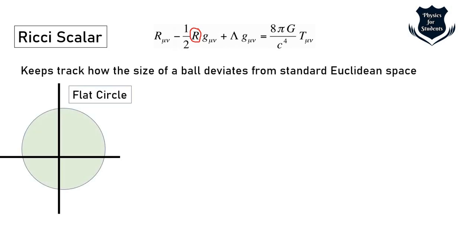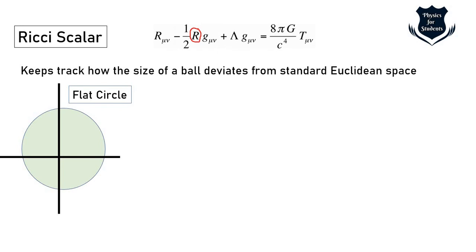So Ricci scalar: now from the Ricci curvature tensor we are moving into the Ricci scalar. It keeps track of how the size of a ball deviates from standard Euclidean space. So just note what is the difference.